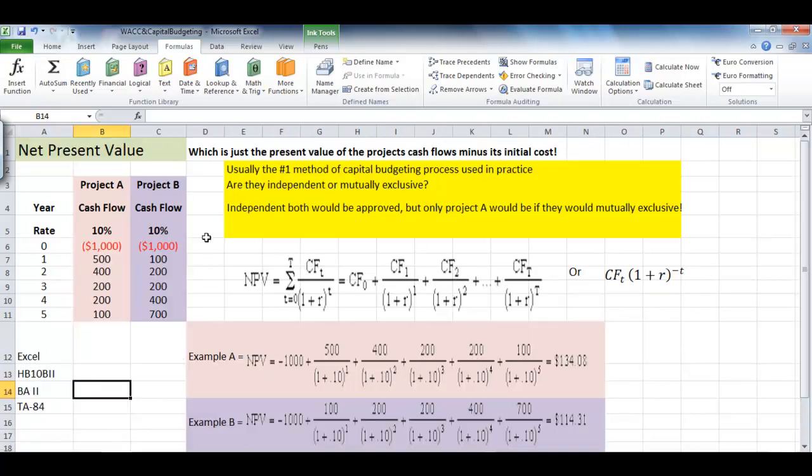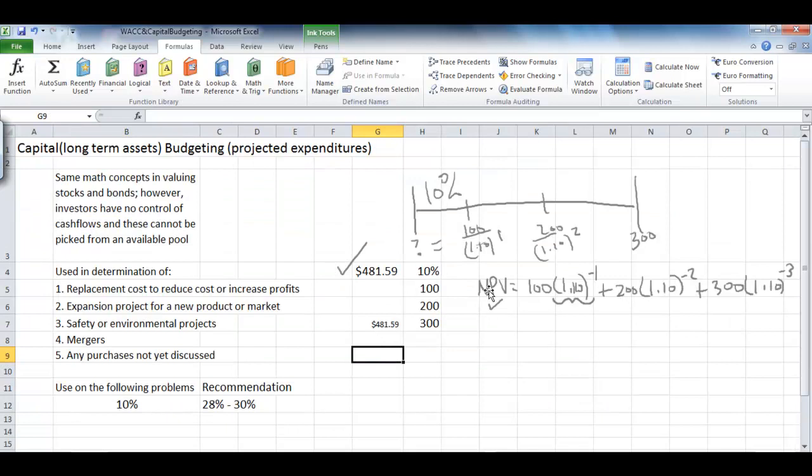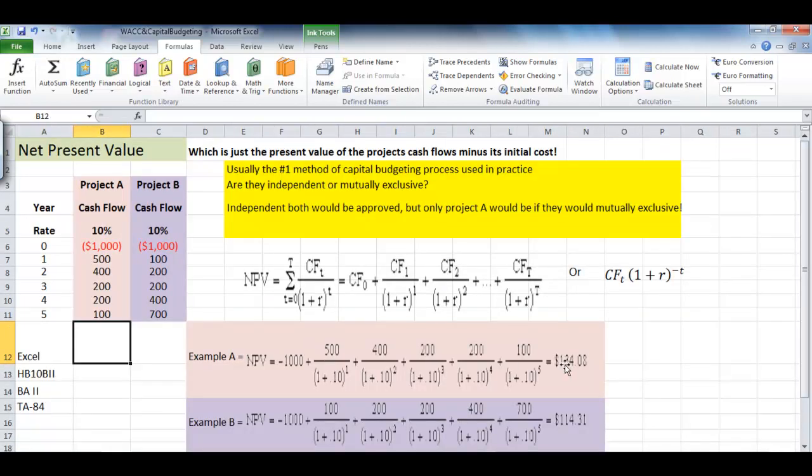Let's try another problem. You see here we've got 2 projects. You've got Project A and Project B. Now, the question I would pose you would be, would you spend $1,000 for those cash flows at 10%? So let's go ahead, and if I did it longhand, here's that one formula I was doing for each one of them longhand. This is what I was showing you earlier. If you come over here, this is the longhand version of it.